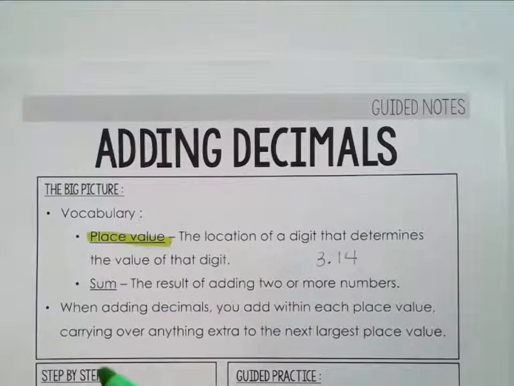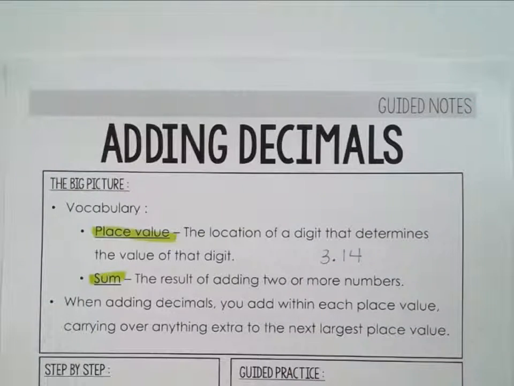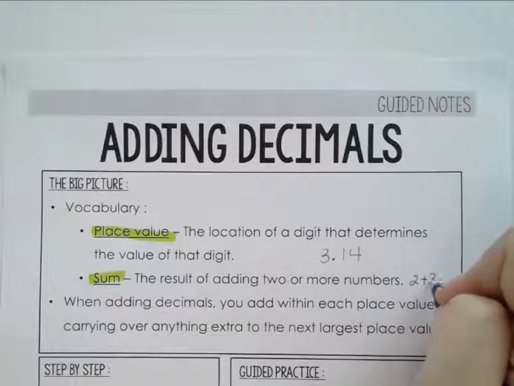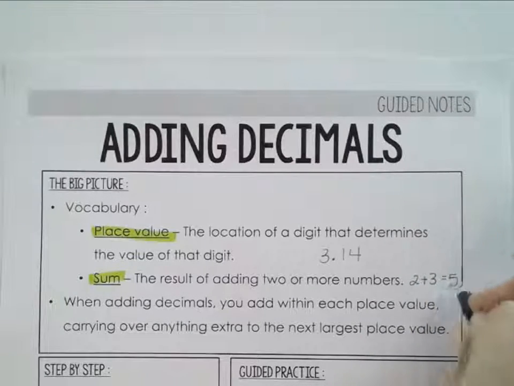The next term is sum. And sum is simply the result of adding two or more numbers. So in the problem 2 plus 3, the answer, or your sum, is 5.